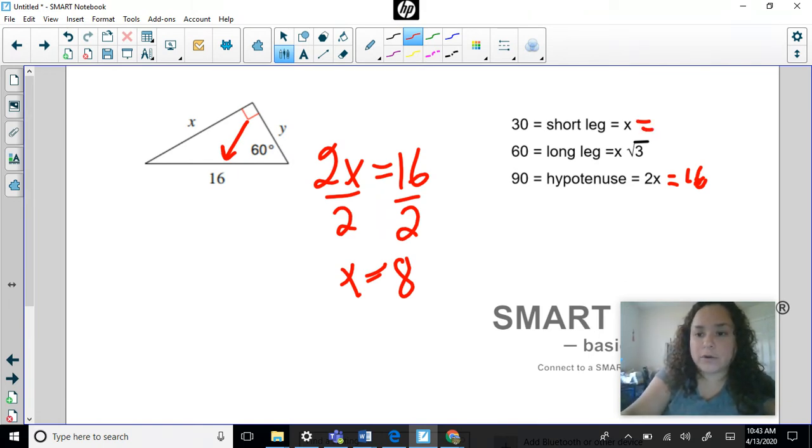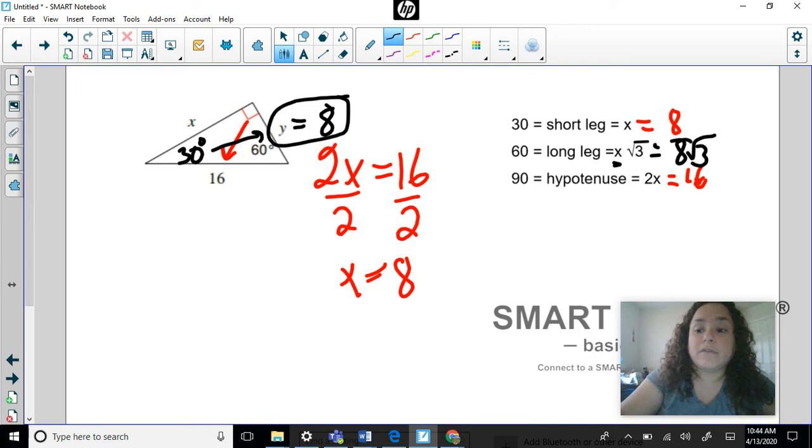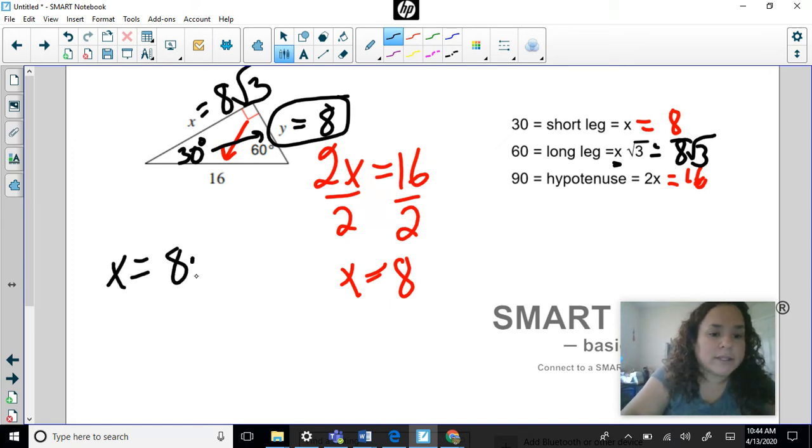So our short leg for this triangle has a value of 8. In the short leg, I'm going to label that 8. Across from the 30-degree angle, I don't see the 30-degree angle here, but because it's missing in this spot, that would give you the value of y. The y is equal to 8 in this triangle. To get the long leg, because we already have the short leg, it's very simple. We plug in the 8 where you see the x and multiply that by square root of 3. So the value of our long leg is 8 square root of 3. The answers to this problem are x equals 8 square root of 3 and y equals 8.